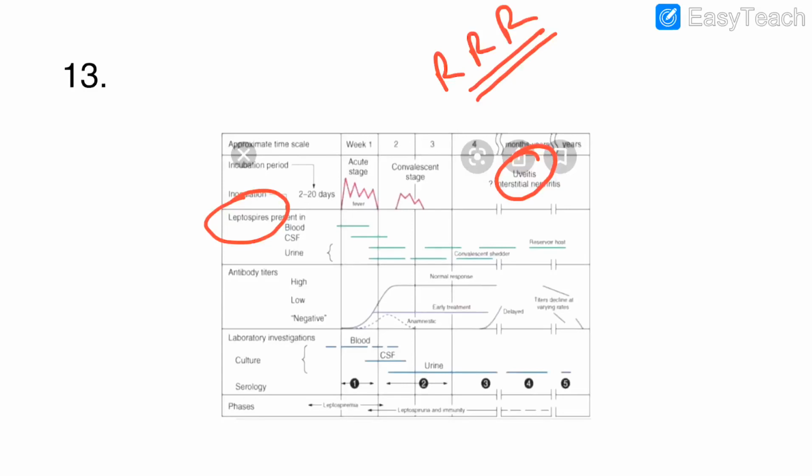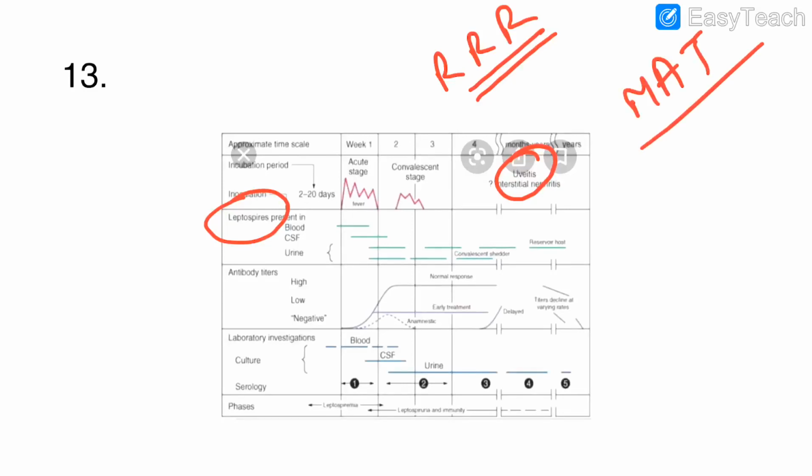There are two phases here. One is the leptospiremic phase and one is the immune phase. The early phase is the leptospiremic phase and the mid phase is the immune phase, in which antibodies start coming up. The leptospiremic phase is the phase in which hematogenous spread happens.